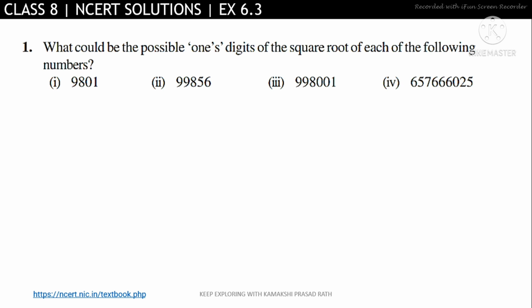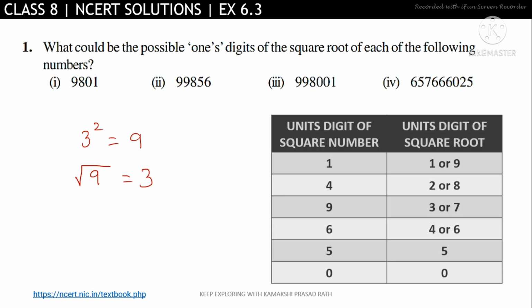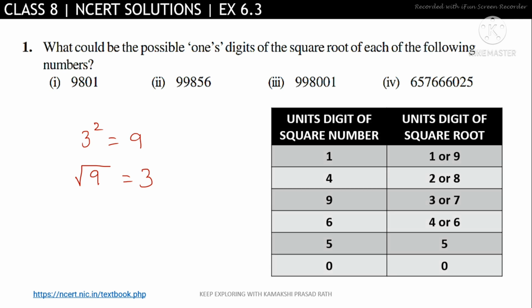As we know, square root is nothing but the inverse operation of square. That is, if 3 squared is 9, then the square root of 9, so the square root symbol is this one, so square root of 9 will be 3. So square root is an inverse operation of square. To solve this question, we'll need this table which shows the unit digit of a square number and the unit digit of its square root.